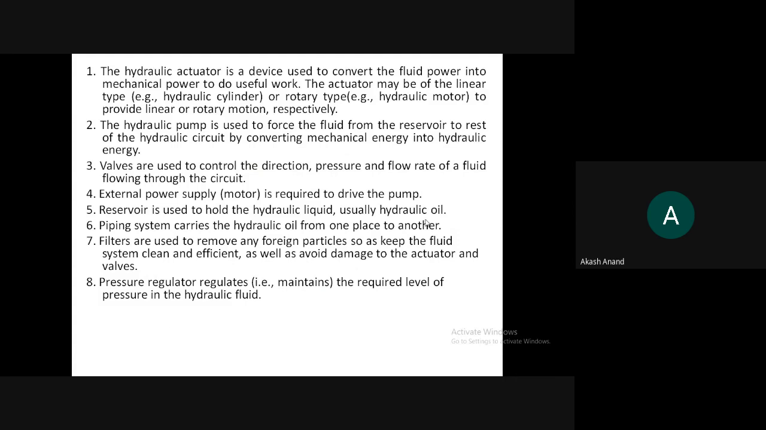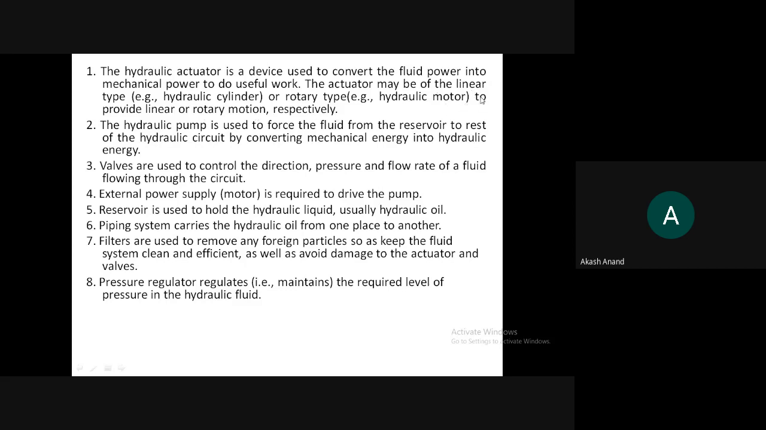The hydraulic actuator is a device used to convert fluid power into mechanical power to do useful work. We already said that actuators are devices which convert some type of power into another power, or are used to give a motion. There are two types according to the output motion. The actuators are classified into linear and rotary types.